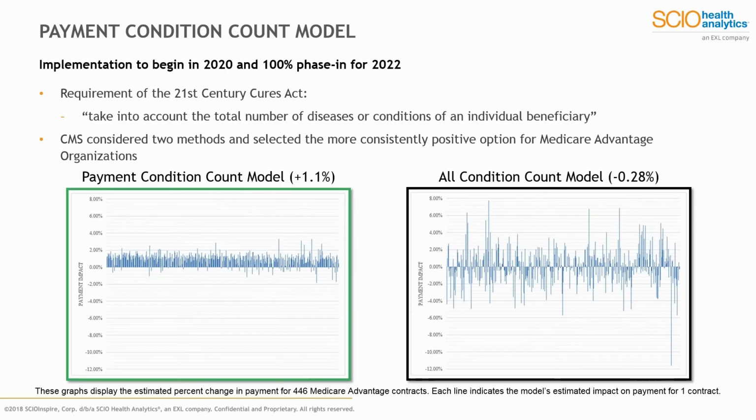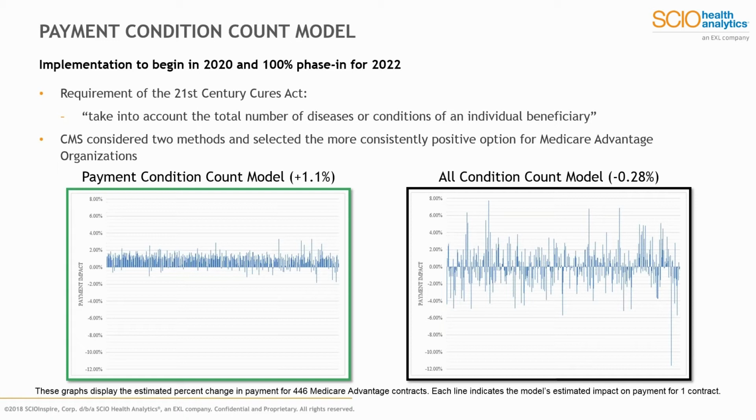A quick look at some of the other industry trends and forecasts. We mentioned earlier the payment condition count model. So these are some graphs, and in the advance notice, CMS proposed two different ways to look at other conditions the member had. There was a payment condition count, which only uses conditions that are within the CMS-HCC model, and the all condition count, which expands the definition. It's for all conditions, so they could be in or outside the model.